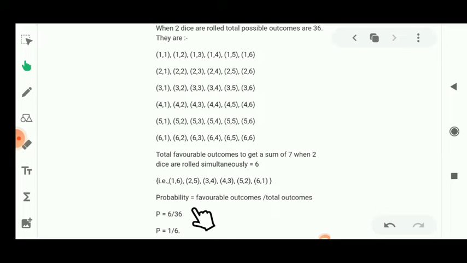So as you know, the formula of probability is favorable outcomes upon total outcomes. When the total outcomes value is 36, so 36 should be noted in the denominator, and here the sum of 7's value is 6 only. So 6 will be noted in the numerator. When we cancel it, its value will be 1 upon 6. That means which option will be right? Option number B.